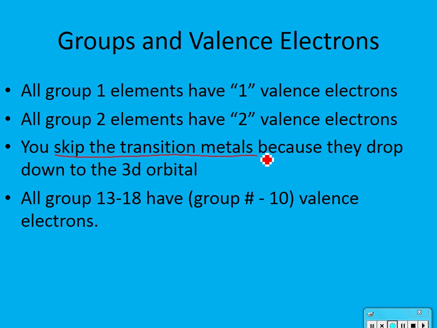Group 13 has how many valence electrons? 3. So what you do is you take the group number and you minus 10 from that. So if you take the group number 13 minus 10, you get 3. Group 14 would have how many? 4. Group 15? 5. 16 has 6. 17? 7. And 18 has 8. Except for, which one in group 18 doesn't have 8? Helium has how many? 2.